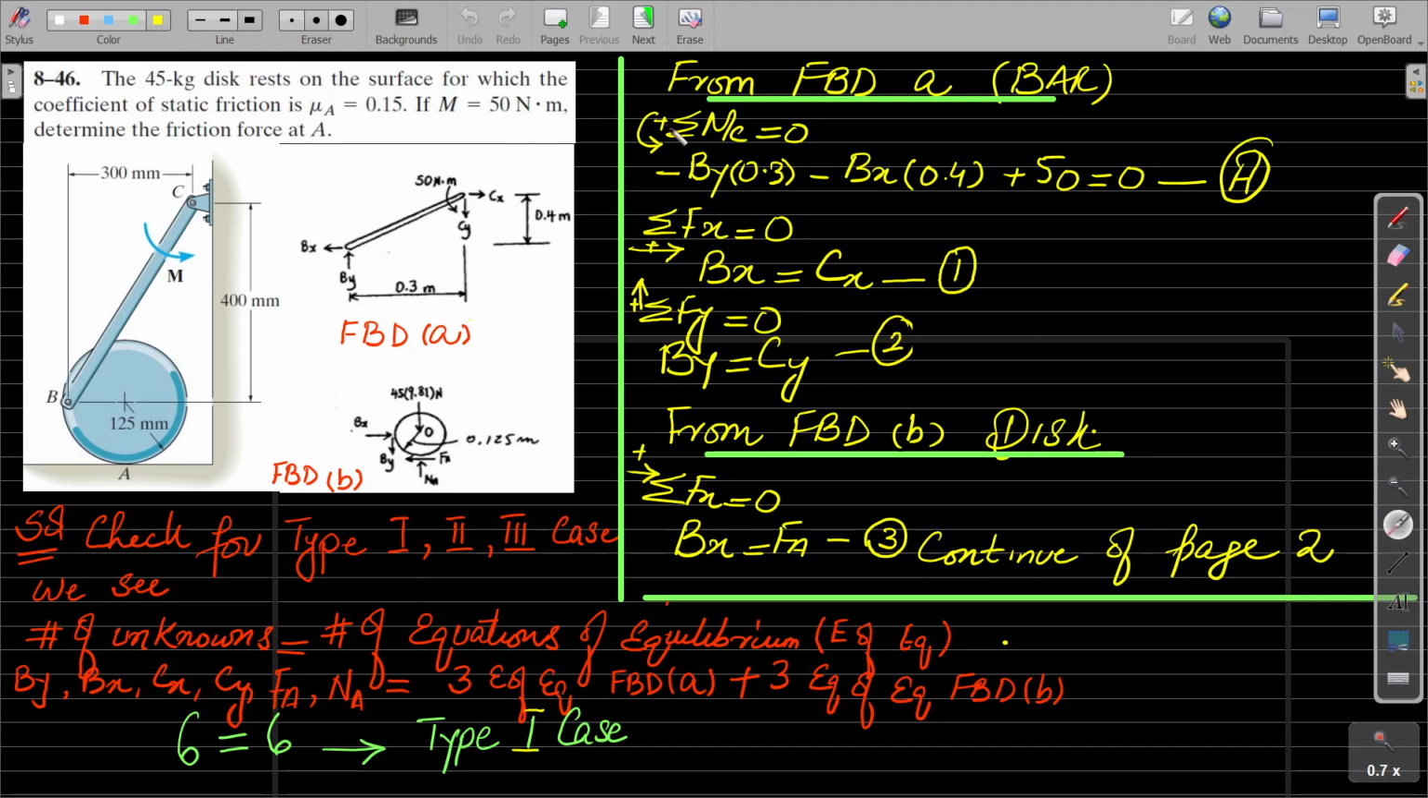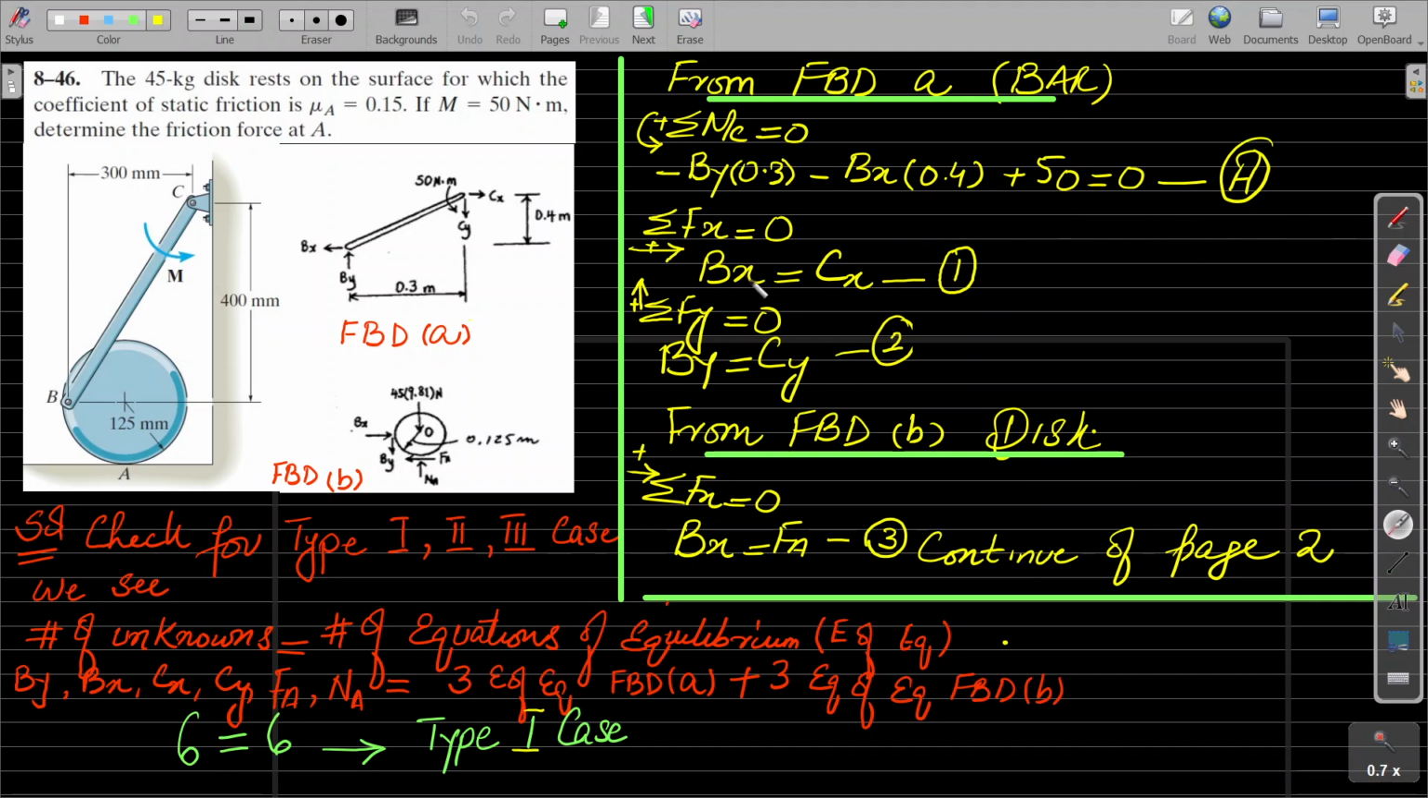Now we concentrate on the free body diagram of the bar, which is this one. If we sum all the moments at C, we get By into 0.3 and Bx into 0.4, and both Bx and By give clockwise moments, so a minus sign comes. There is also a couple moment of 50 newton meter, which never becomes zero because it is a free vector, so we put 50 newton meter here. This is a very important equation A.